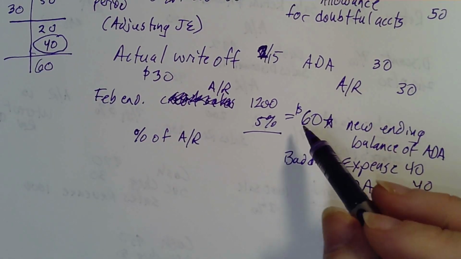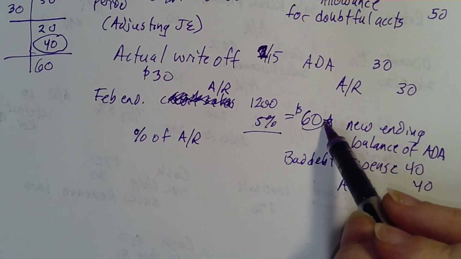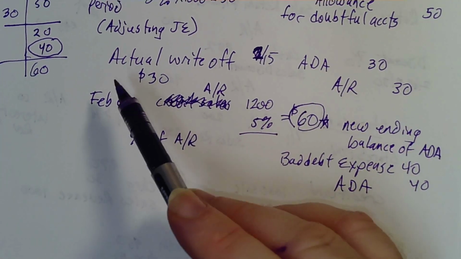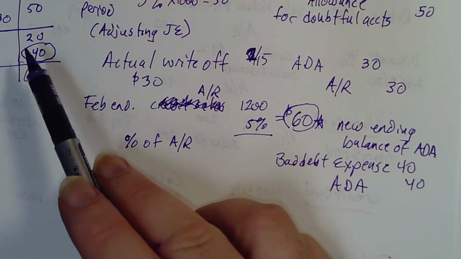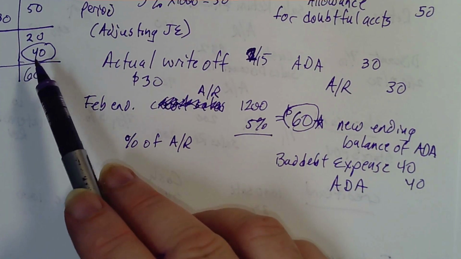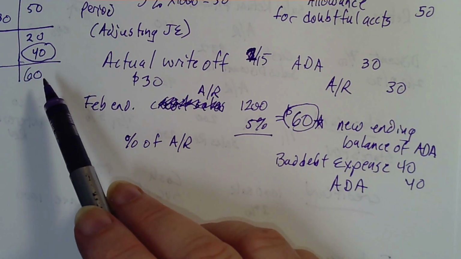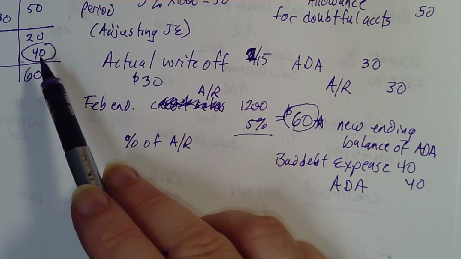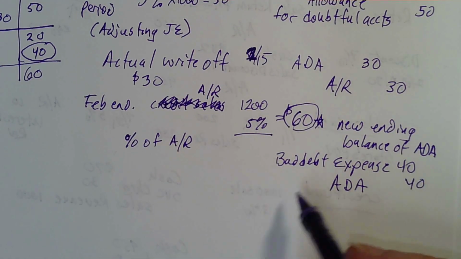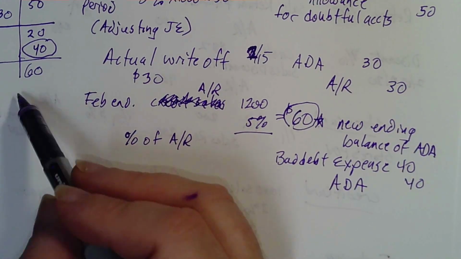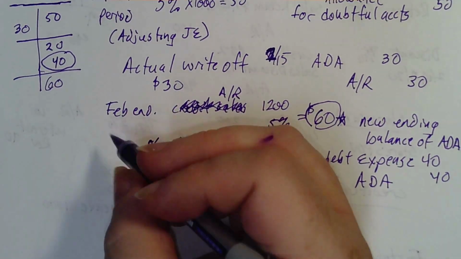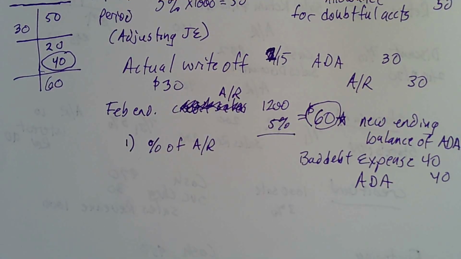So just be aware that this number is not the bad debt expense, it's the new ending balance. And then you have to look at the beginning balance and the ending balance and see what would make it work. The ending minus the beginning is the change. And then as you go along, actual write-offs would reduce the ADA. So percentage of AR is one method.